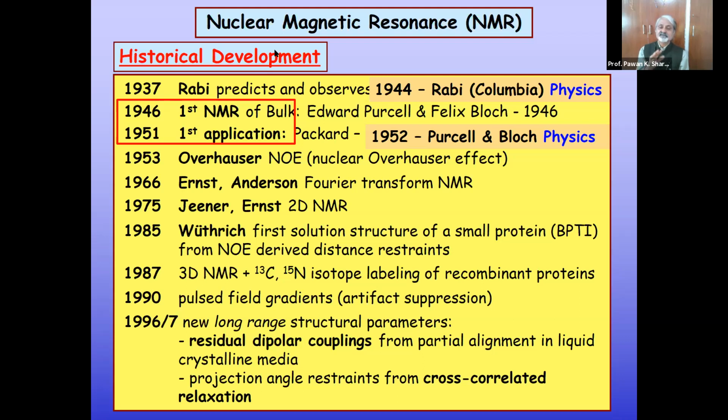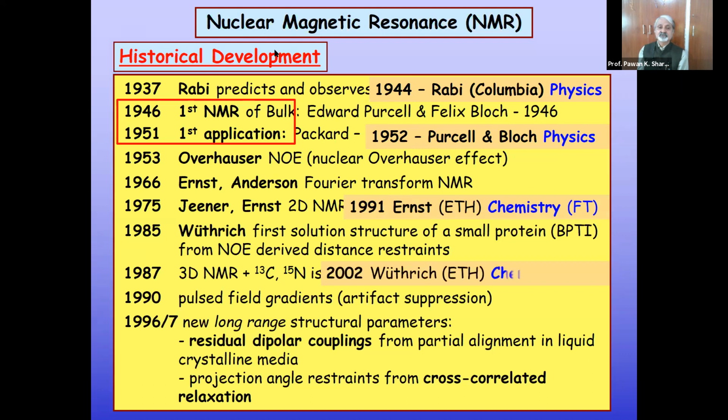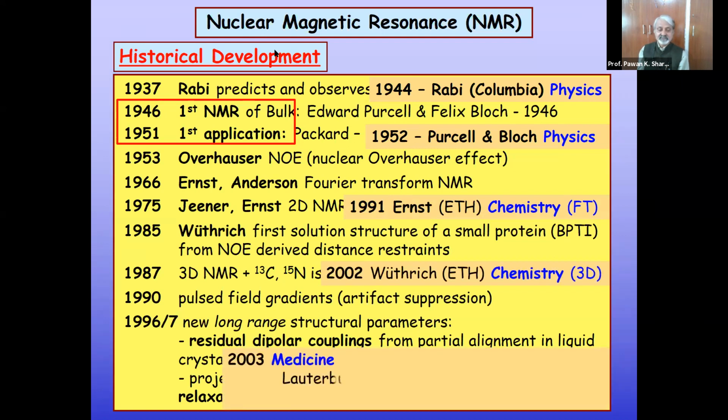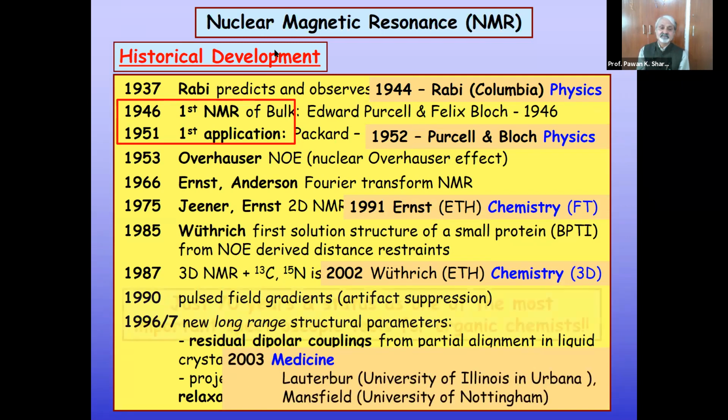Normally, it takes on an average 15 to 20 years from the time of the seminal work to the time when the Nobel Prize is awarded. But here the scientific community knew that we have something so revolutionary at hand that within 1 year of its first application, a Nobel Prize in Physics was given. In 1991, Ernst got the Nobel Prize in Chemistry for the application of FT. In 2002, Wüthrich got it again in chemistry for 3D NMR. 2003, Lauterbur and Mansfield got the Nobel Prize in medicine.